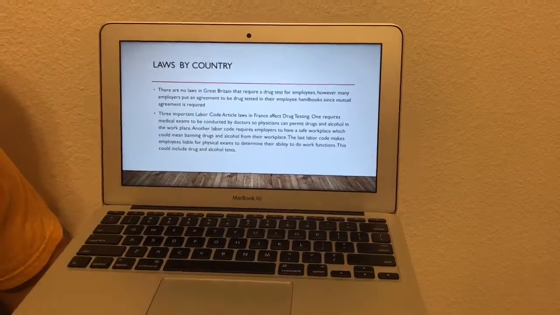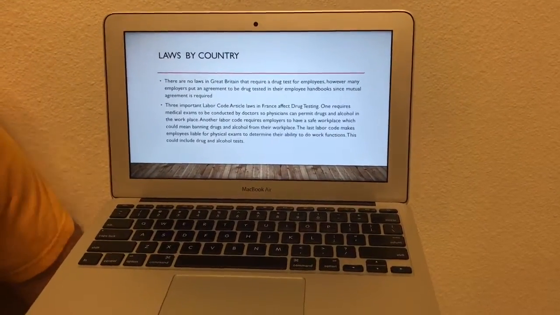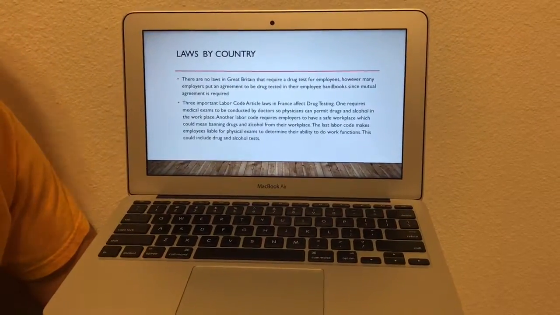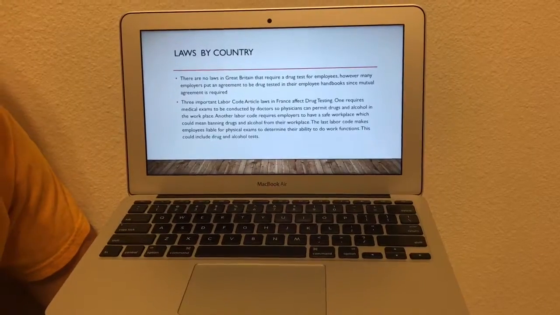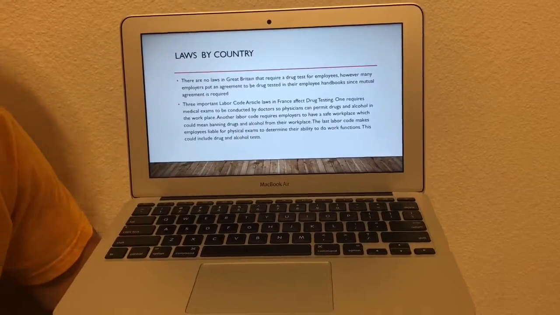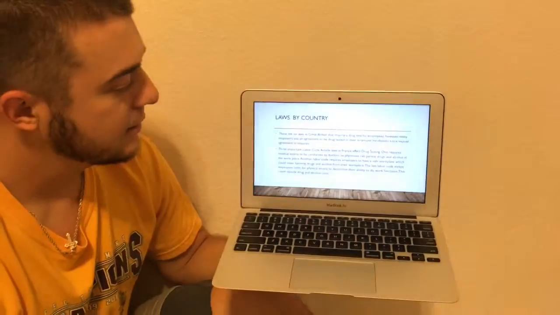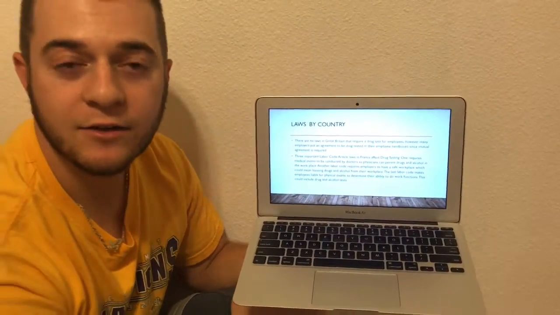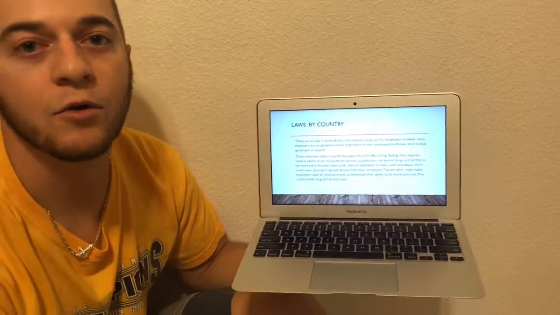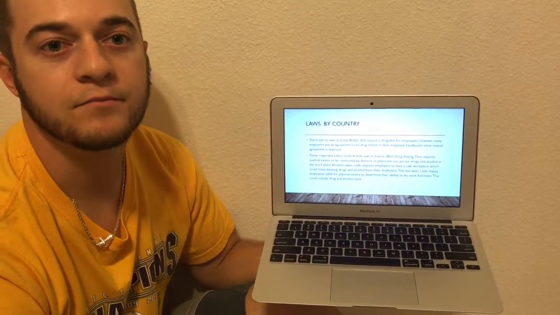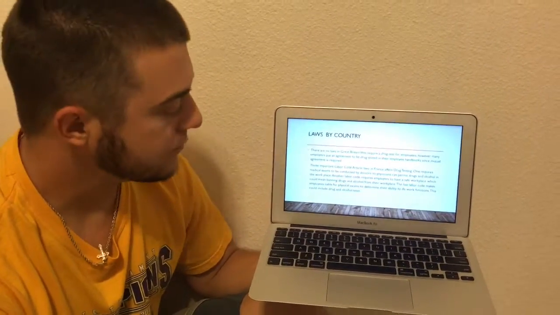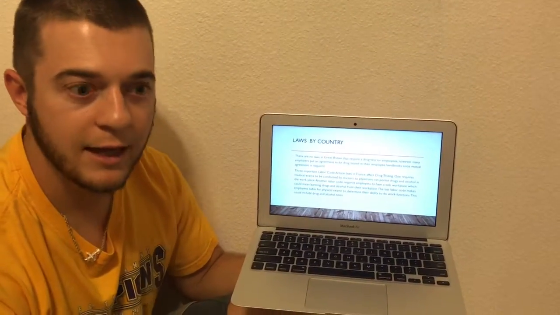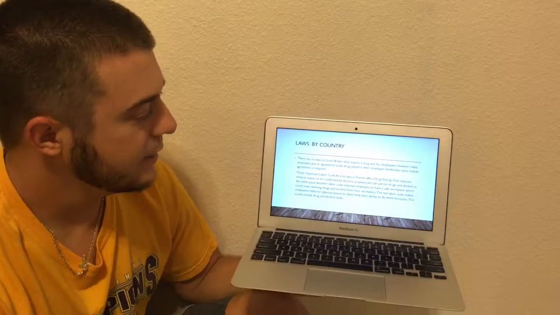An example is in Great Britain, they don't require you to have a drug test as an employee, but they make it legal for businesses to place a policy in their employee handbook that allows for employees to give consent for drug testing prior to hiring or during work time and different things like that. In France, they have 3 different labor codes that tie into drug testing.